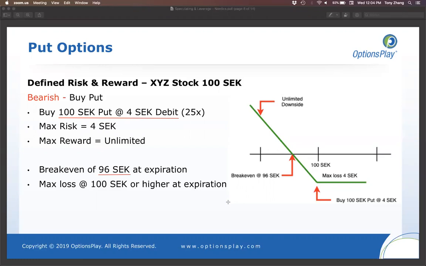So that's the challenge here: not only do I have to identify bearish stocks, I have to identify bearish stocks that I think are going to move more than how much I'm paying for that put option. And I have a max loss of 4 crowns if the stock stays at 100 crowns or higher at expiration. So again, if you understood the call option, you should understand the put option.